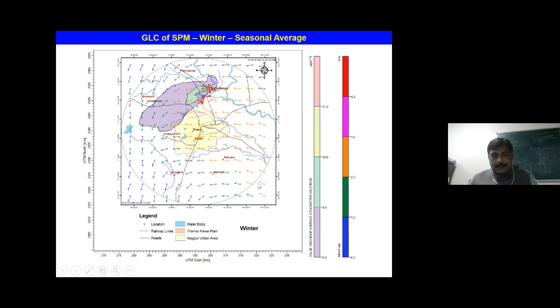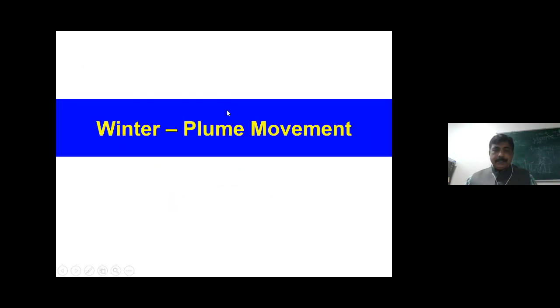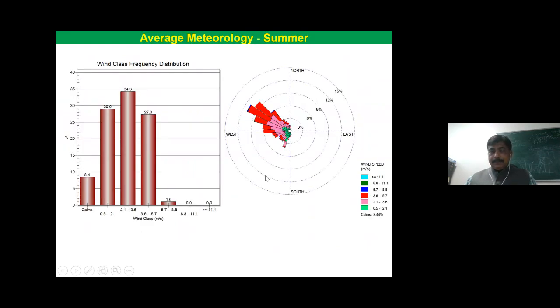Now this is how the wind data is plotted and shown. It's a typical seasonal average. You can see the wind direction is going and then turning. This is how wind data can be used. So this model is the CALPUFF model, and this is winter data. Now the plume movement I'll show after some time.